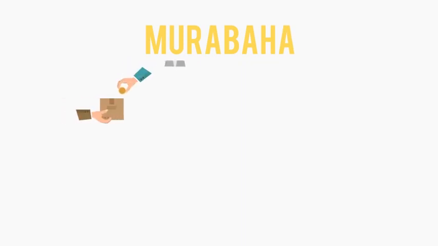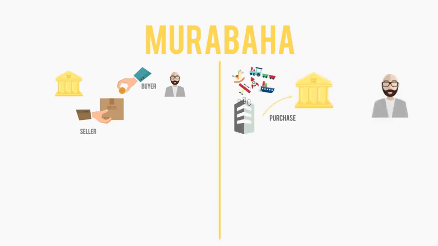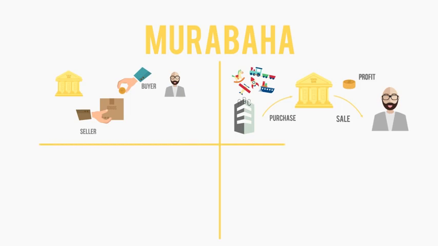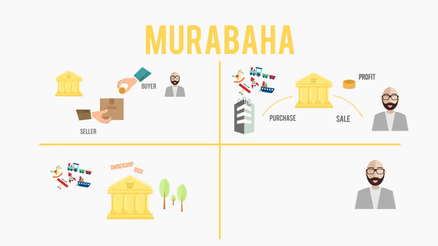The relationship between the customer and the bank is that of a buyer and seller. The bank initially purchases the goods the customer requires and sells them to the customer with a profit, which is disclosed to the customer in advance. At one point of time, the ownership of the goods and all associated risks are borne by the bank. The customer can pay the bank on an installment basis within an agreed period or as a one-off payment at a pre-agreed future date. The bank cannot profit from any late payment fees.